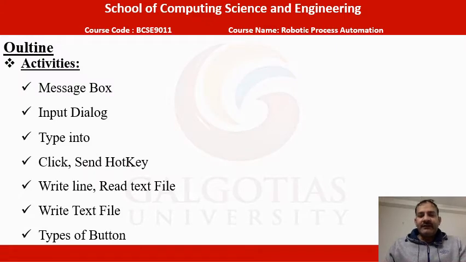These are the various activities. For example, our first activity is message box. Second is input dialog. Third one is type into. Fourth one is click activity. Fifth one is send hotkey. Next is write line. Next is read text file. Next is write text file. And finally, types of buttons. These all are the activities that we will use in our workflow. Okay. First of all, we will discuss them one by one. First of all, I'm going to tell you about message box.